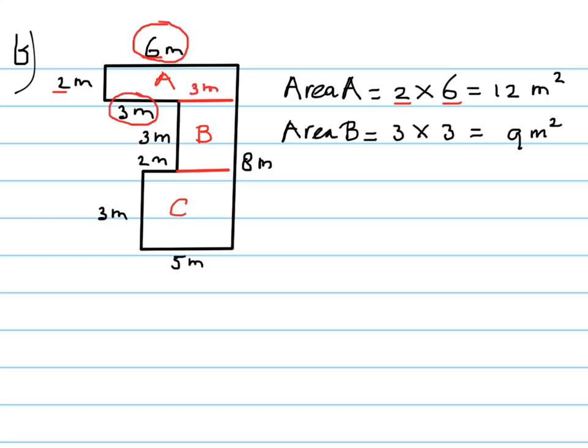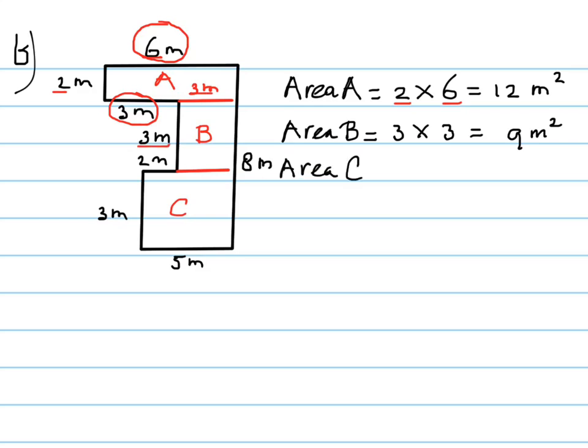Now area B is a little bit more tricky because we've got to work out what the top of rectangle B is. We'll work that out by subtracting the 3 meters from the section of rectangle A from the total length of rectangle A, which is 6 meters. So 6 minus 3 makes it 3 meters, which is the top of rectangle B. Now we can simply multiply the length times the width of rectangle B, which is 3 times 3, which makes it 9 square meters.